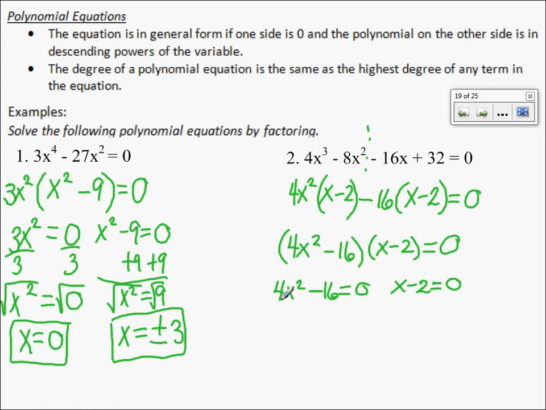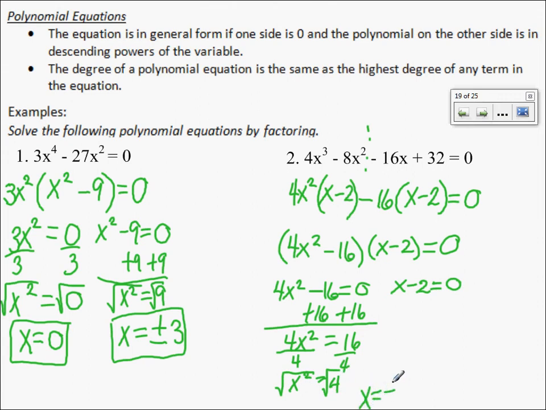Solving this first equation, 4x squared minus 16 equals 0, let's start by adding 16 to both sides of the equation. When we do that, we get 4x squared equals 16. To get x further by itself, we divide by 4 on both sides. You're going to be left with x squared equals 16 divided by 4, which is 4. Now to do the square root property, to eliminate the square, we have x equals the square root of 4, which will just yield a plus or minus 2 for that solution.